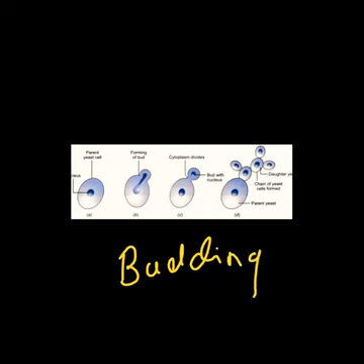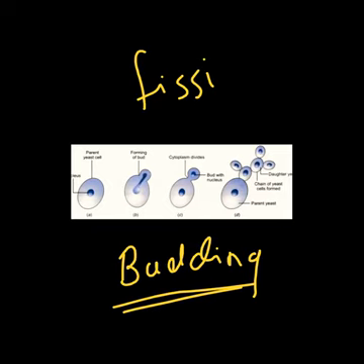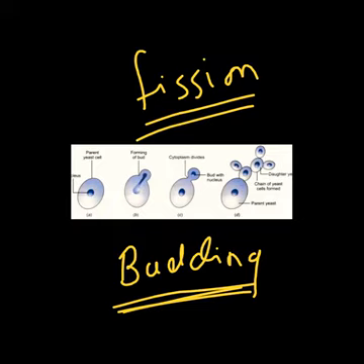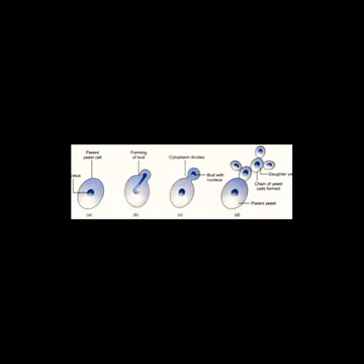ये यूनिसेल्युलर होने के बावजूद ये फिशन से नहीं डिवाइड होगा स्टूडेंट. Yesterday what we learned? Unicellular organisms divide by fission. That is binary fission and multiple fission. But yeast reproduces by budding. Let's see how it occurs.